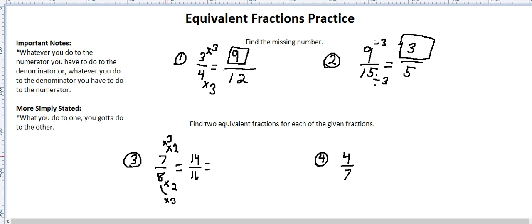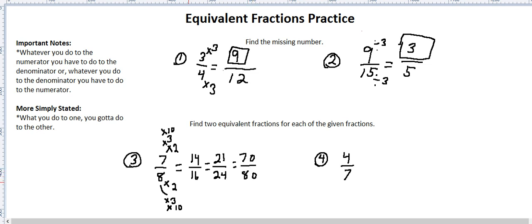I'll just write it over here. So 7 times 3 would equal 21. 8 times 3 equals 24. And that would complete my answer. What some people I know like to do is multiply them by 10, because that's an easy one to work with. Multiply by 10. So 7 times 10 would equal 70. 8 times 10 would equal 80.